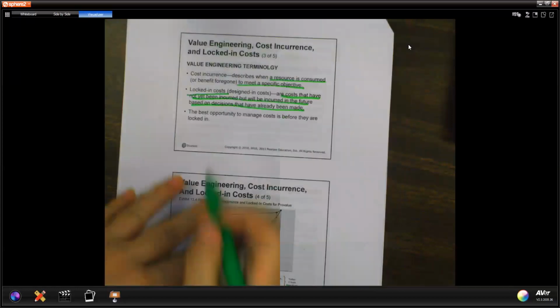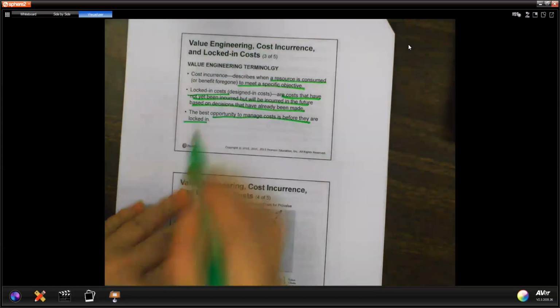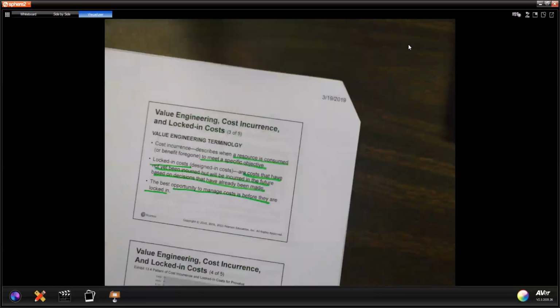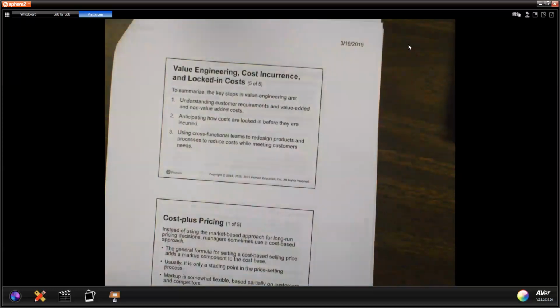So the best opportunity to avoid some costs is before they are locked in. If you don't want to take the risk of huge diamond costs, then when you design your pen, don't put the diamond in your pen. It's better to predict and anticipate this cost when you research and design your product. Okay, so that's the basic part of your first method, the market-based approach.